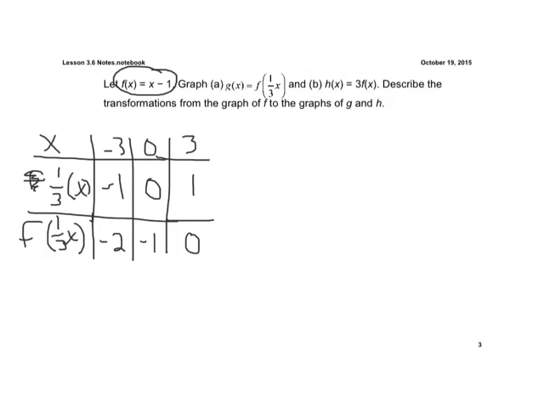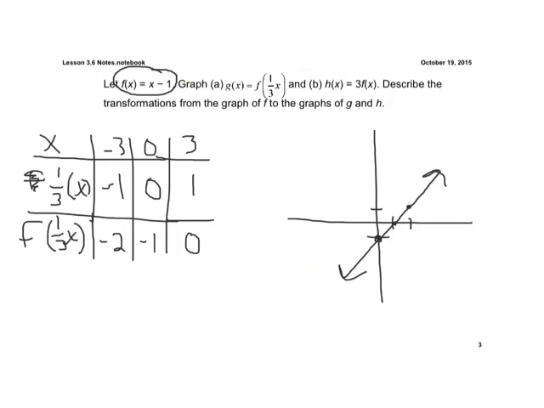Okay, now let's graph. We want to see what this transformation does. If we graph our original function x minus 1, we know our y-intercept's at -1, so we're going to plot our point. And our slope, if there's no number before x, we know it's going to be 1. So we're going to go up 1, right 1, plot a point. And we're going to go up 1 more, right 1, plot a point. If we connect our dots there, we have our line.